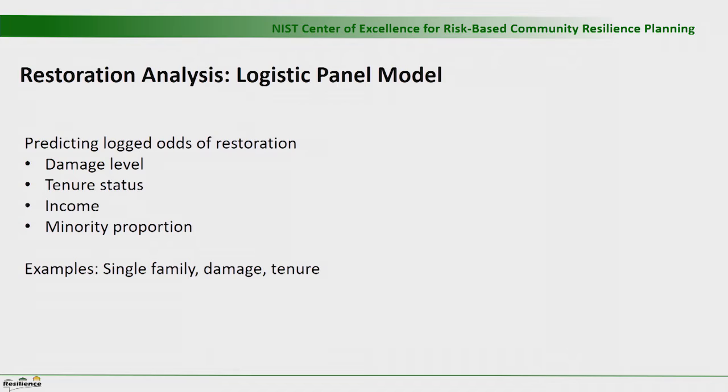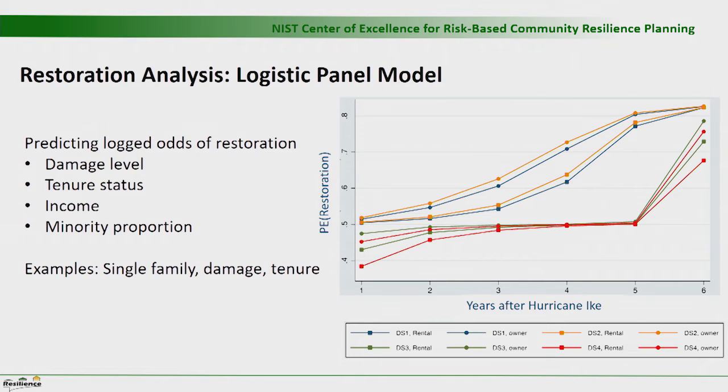The very basic components we were looking at were, of course, damage at housing unit level, tenure status, income, minority population. Just to show you an example of the outcomes of that high-resolution housing recovery model. Here we can see the probabilities or odds of restoration changing based upon, of course, the number of years that are passing after the hurricane. The damage states, from damage state 1, which is minor, all the way to damage state 4, which is the most extensive damage, and comparing different tenure status, rental occupied versus owner occupied.